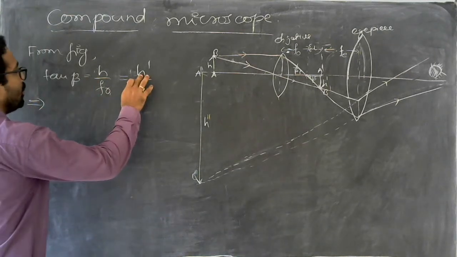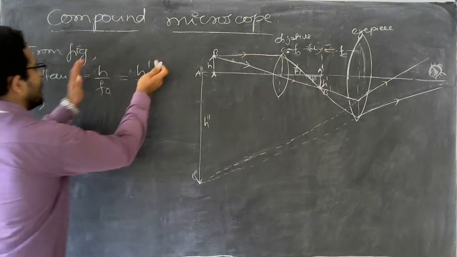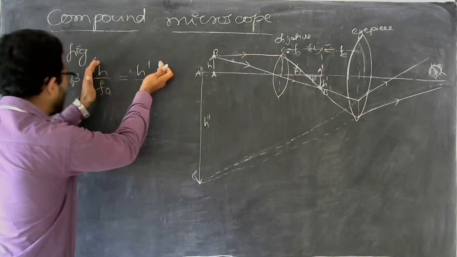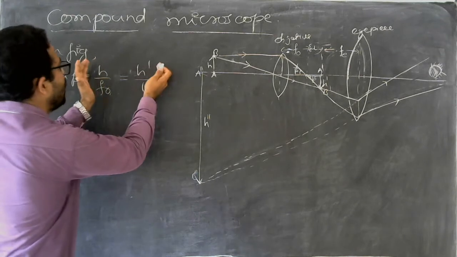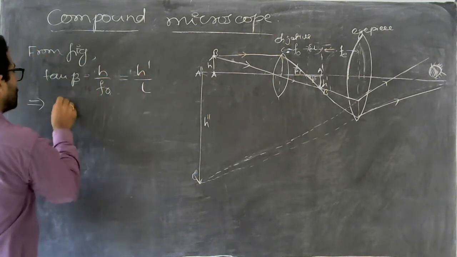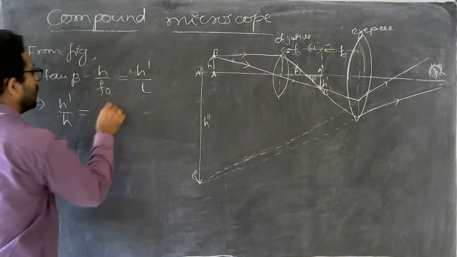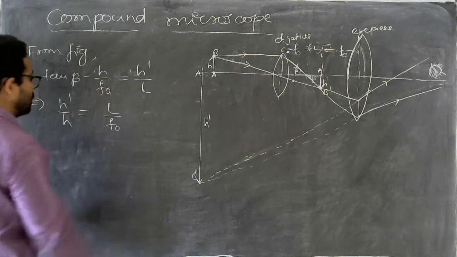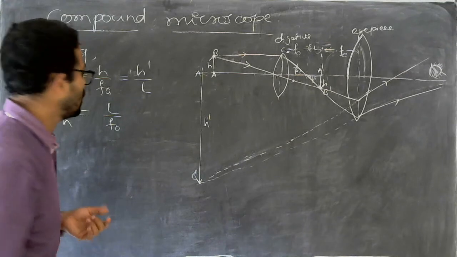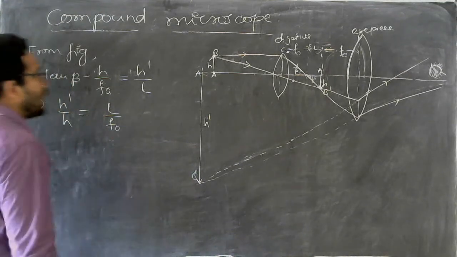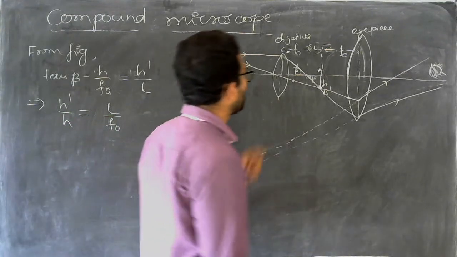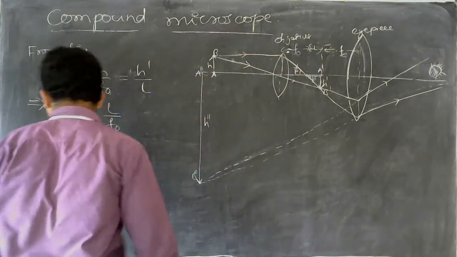That is why we need one result. Because both are equal to tan beta, we can equate them. So h' by h, taking the h over here, is equal to L by f0. So this is what we got here. Then the magnification produced by the objective, let's try it.